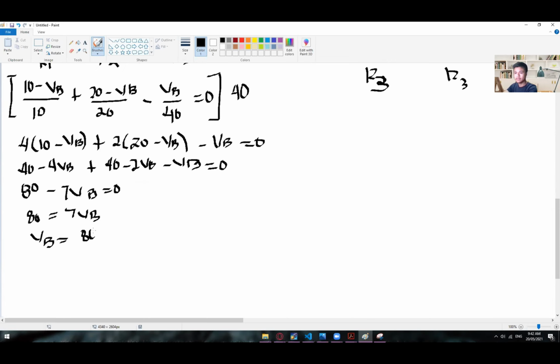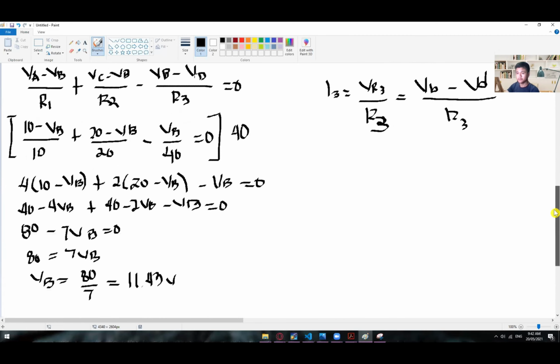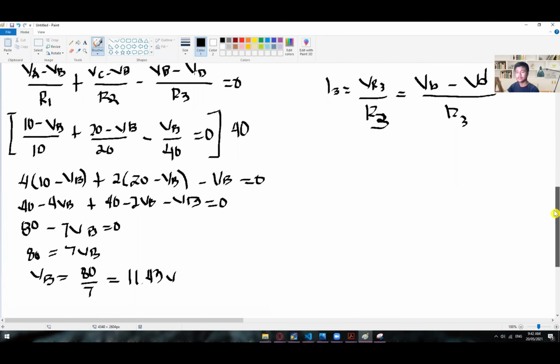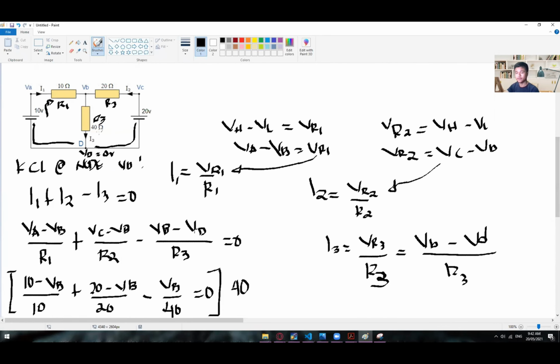VB is equal to 80 divided by 7, which is equal to 11.43 volts. So there you go, you now have the value of VB. Since we already have the value of VB, we can now solve for I1, I2, and I3. In fact, you can already solve for I1 and I2, since VB is now given.